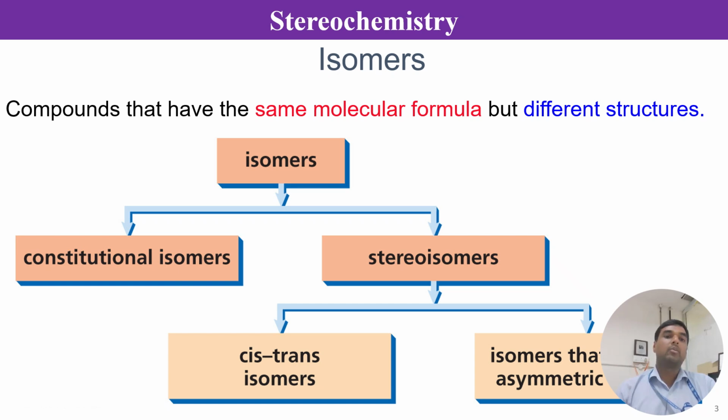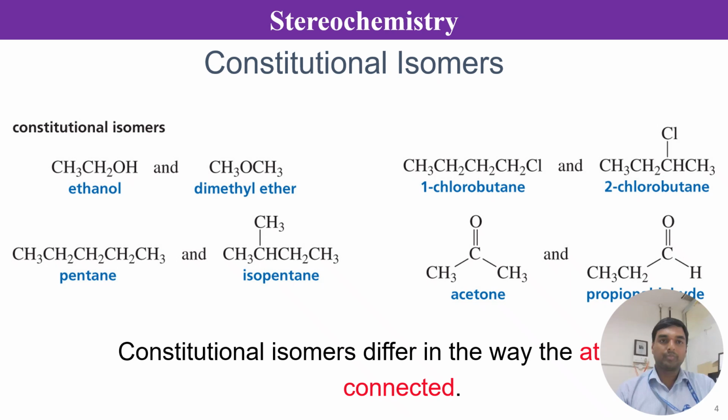And here it is divided into two parts. One is geometrical cis-trans isomers, another is optical isomers, that is, those having asymmetric molecules. So when you talk about constitutional isomers, that means isomers with different functional groups. You can see ethanol, dimethyl ether, or 1-chlorobutane, 2-chlorobutane, or pentane, isopentane, or acetone, propionaldehyde, all having different atom attachment, and we can call them constitutional isomers.